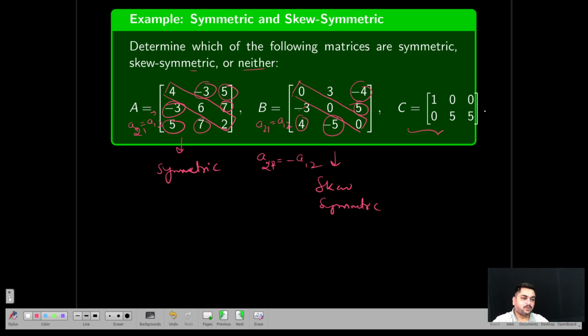Then what about this? See, this is not a square matrix. The order is 2 cross 3. So it cannot be symmetric or skew symmetric. For symmetric and skew symmetric, we have to have square matrices. For the inverse also, we need a square matrix. So for special matrices, whatever you learn in this linear algebra, all are on square matrices only, n cross n. Otherwise it is neither symmetric nor skew symmetric.